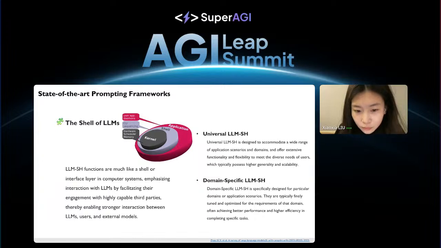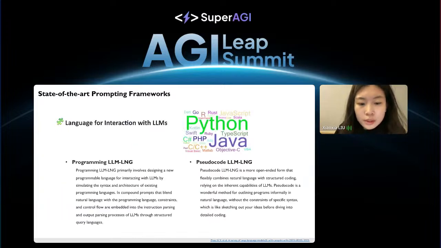And next, we will introduce the language for interaction with LLMs. There are primarily two categories. Programming LLMG primarily involves designing a new programmable language for interaction with LLMs by simulating the syntax and architecture of existing programming languages. And pseudo LLMG is a more open-ended form that flexibly combines natural language with structured coding, relying on the inherent capability of LLMs, which is like sketching out your ideas before diving into detailed coding.